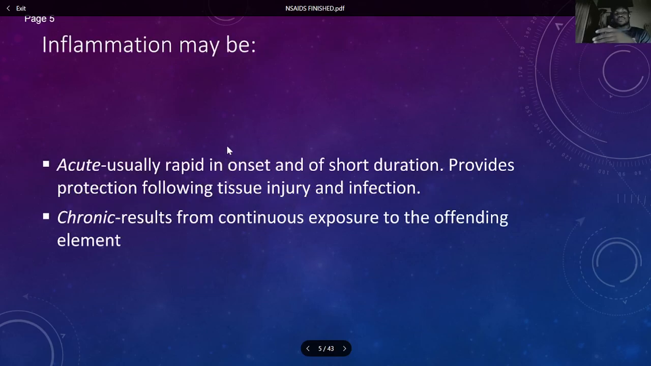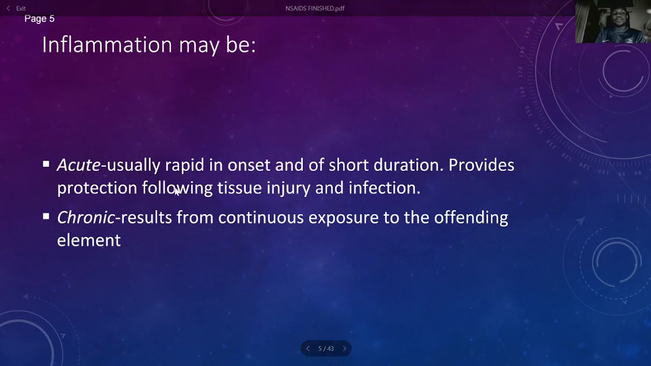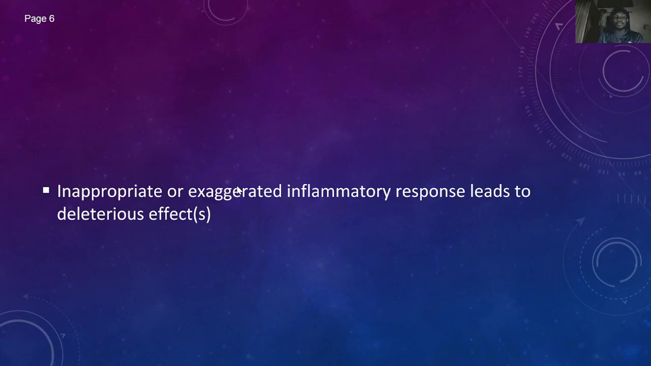So inflammatory response may be acute or chronic. In the acute form, it is usually rapid in onset and of short duration. It provides protection following tissue injury and infection. On the other hand, the chronic state results from continuous exposure to the offending agent or element. Inappropriate or exaggerated inflammatory response leads to deleterious effects.